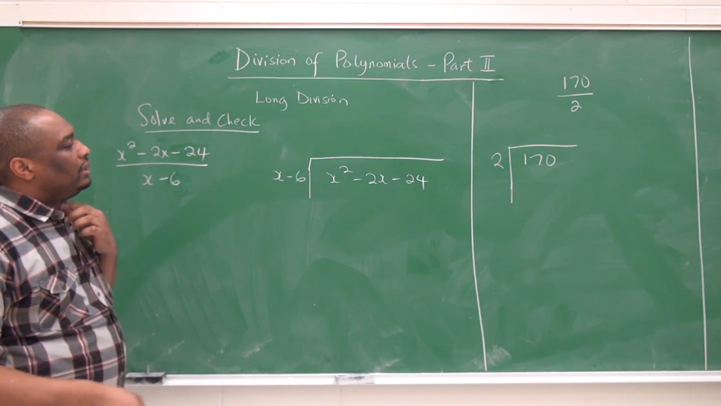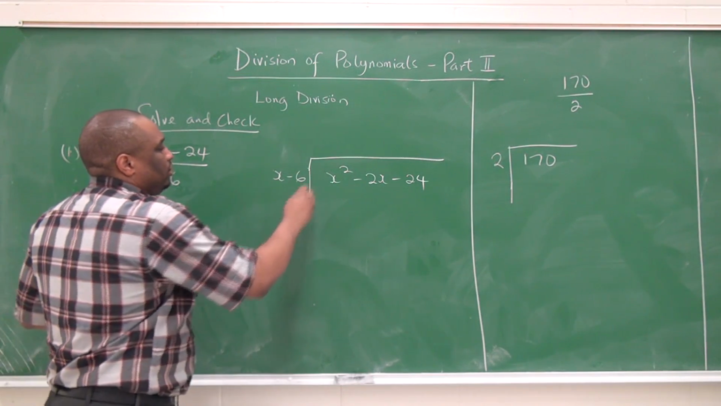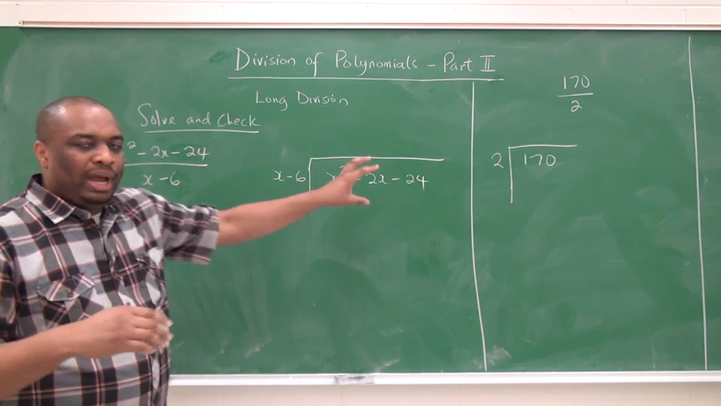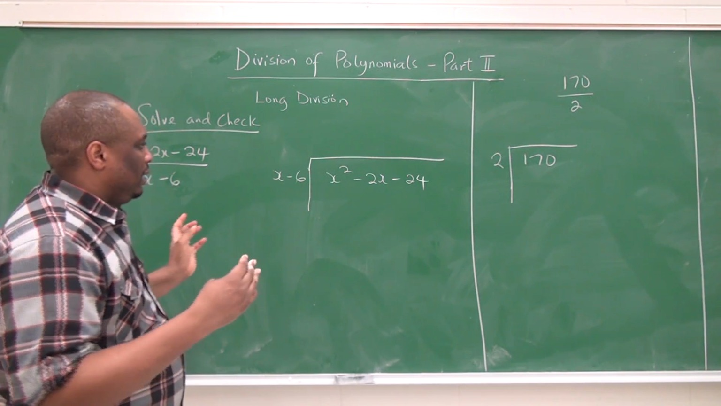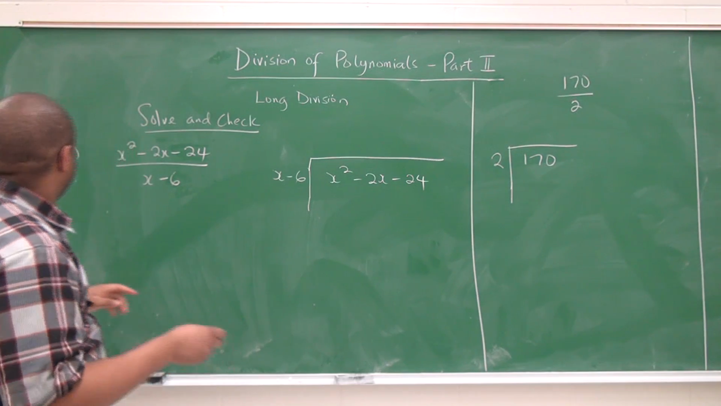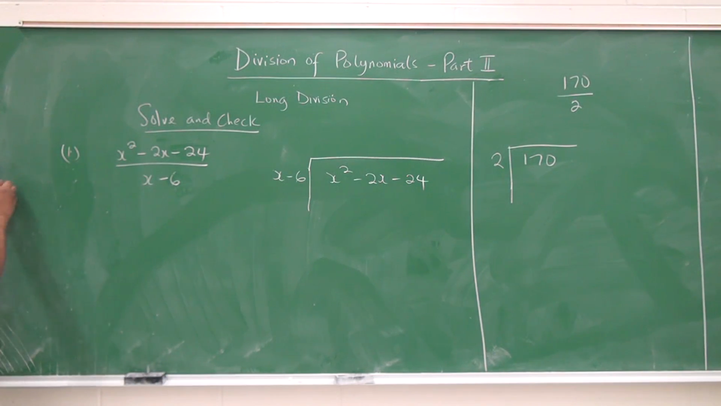Okay, so the next thing you want to do is the way you do your division process. I'm going to call it D: divide, then multiply, divide.